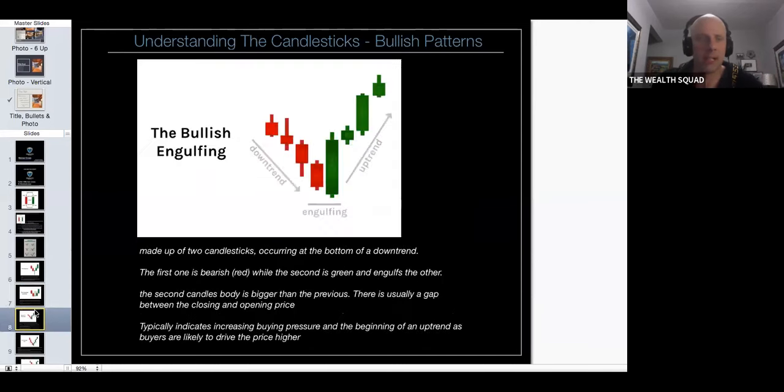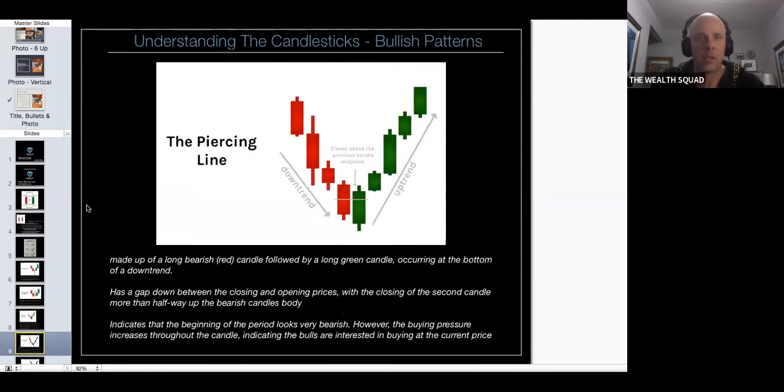So we talked about the inverted hammer, the bullish engulfing. So now looking at the piercing line pattern, right? This is made up of a long bearish red candle right here, followed by a long green candle, and it occurs again at the bottom of the downtrend, right? So this has a gap between the closing and the opening prices of where these are, right?